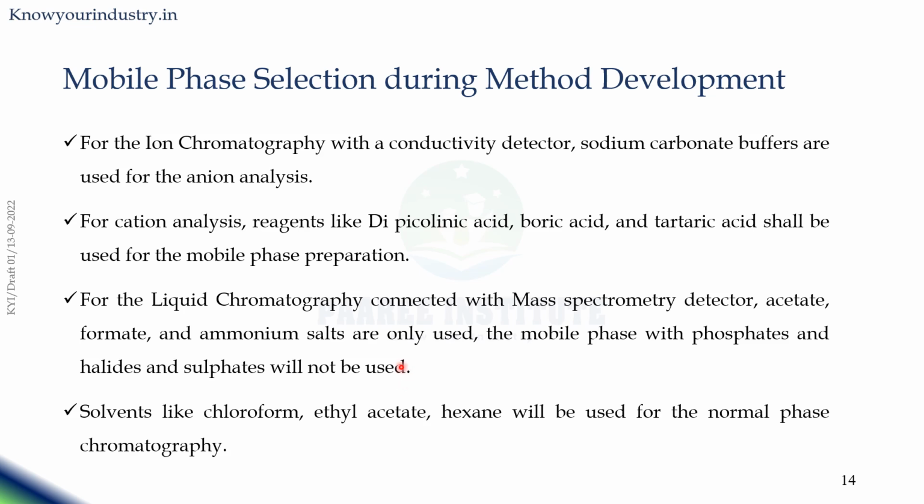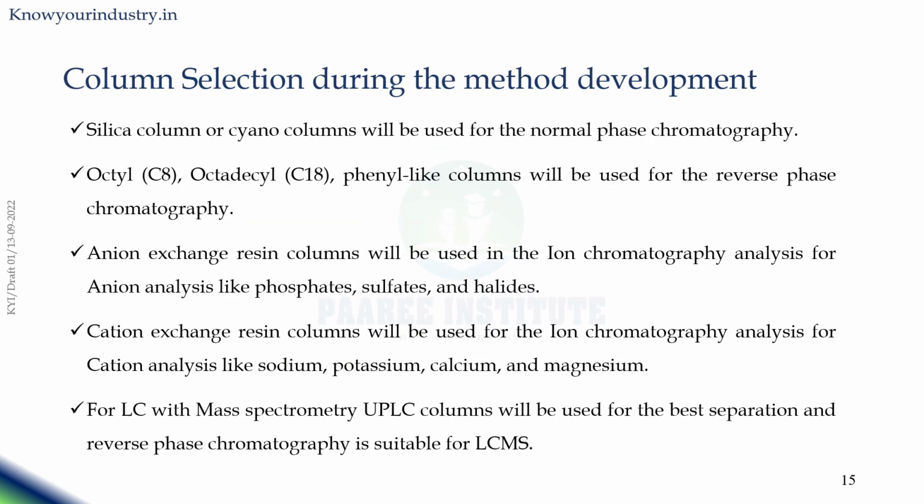And in case of normal phase chromatography, you can use non-polar solvents like chloroform, ethyl acetate, hexane for the mobile phase preparation. So these are the certain things you can consider during the mobile phase selection during the method development. So for the method development, we have done the detector selection and the mobile phase selection. Now we are going to do the column selection.